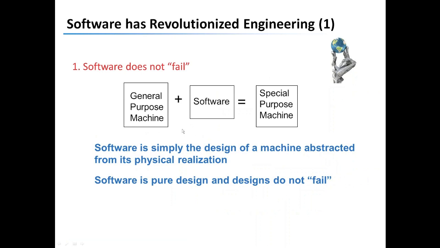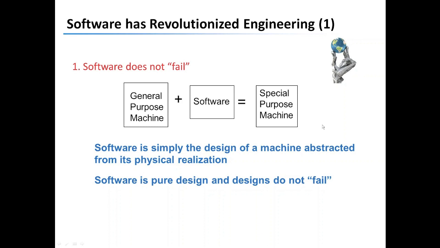And the first thing is that all the old techniques are based on failure, but defined in the engineering terminology of failure. Software doesn't fail. It's simply the design of a machine abstracted from its physical realization. Now, this is why it's been so incredibly revolutionary and has totally changed engineering. We don't make anything today without software in it. But it's pure design. Designs don't fail in that sense.